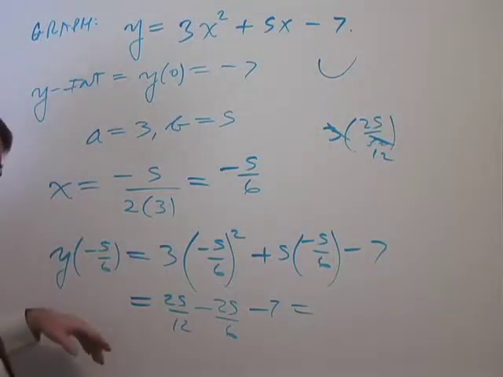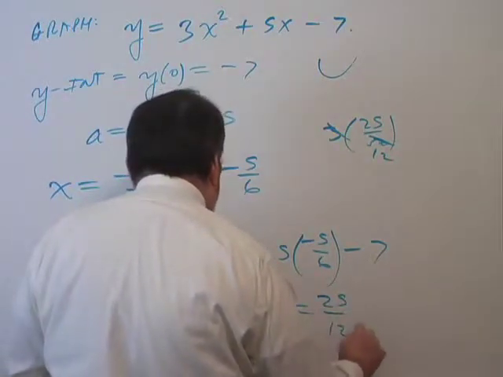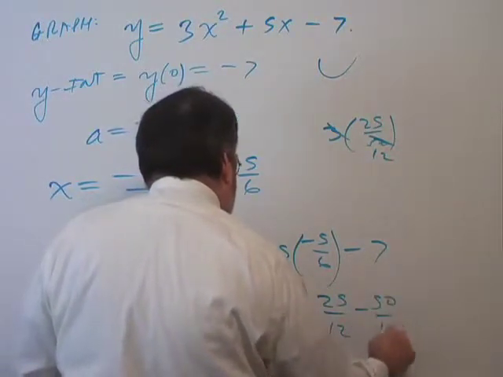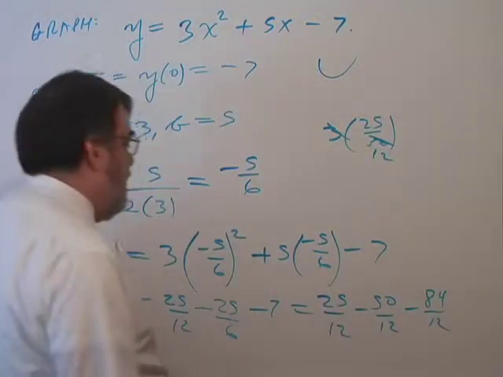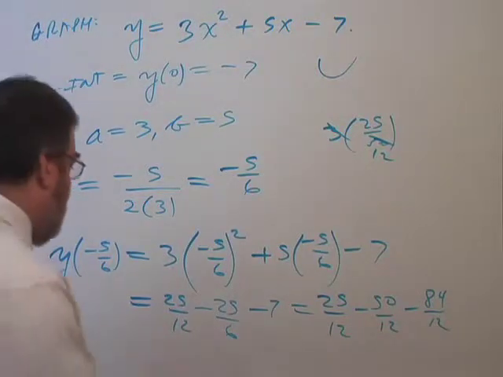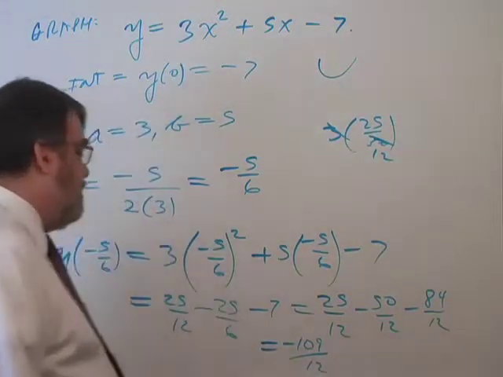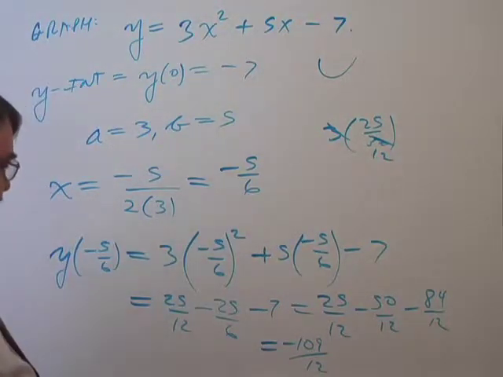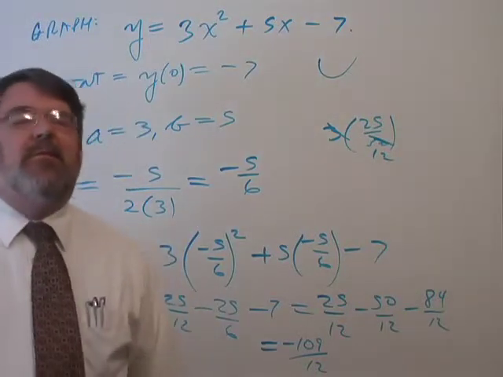So let's go to 12ths as my common denominator. This is 25 twelfths minus 50 twelfths minus 84 twelfths. And what in the world is that? That's negative 109 twelfths. All right. Minus 109 twelfths. I think it is. Yeah, it looks good. Negative 109 twelfths.